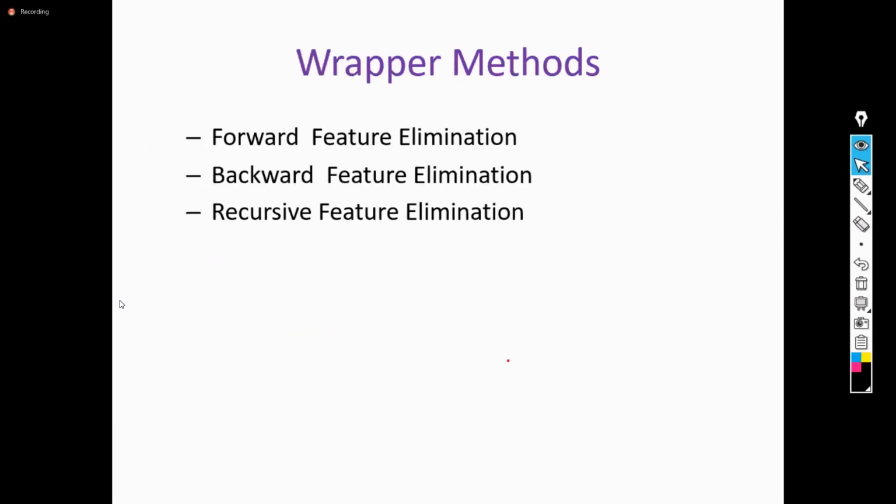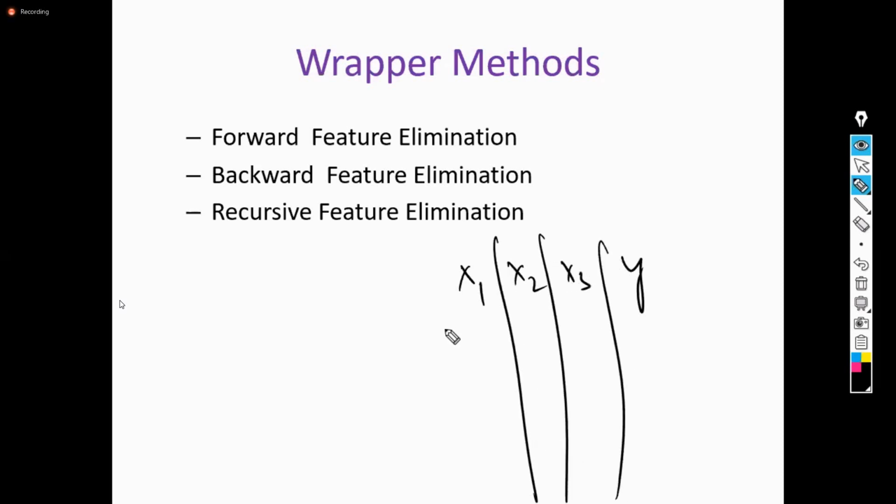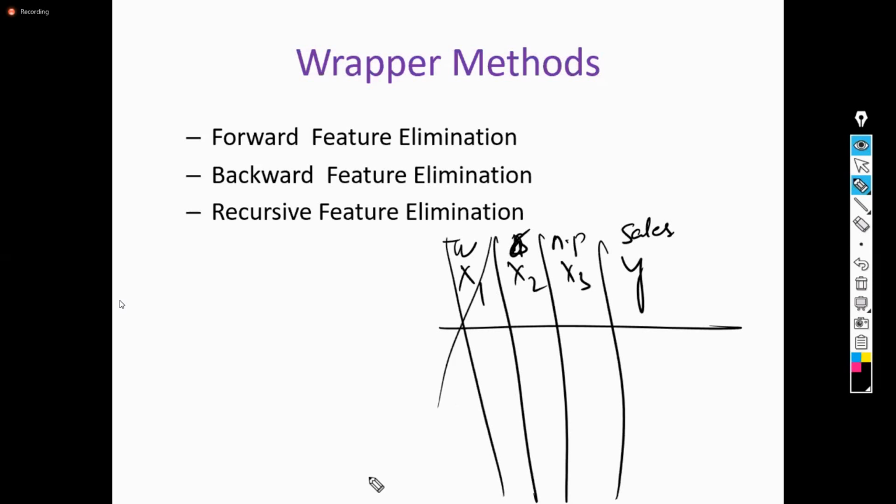Next one is wrapper methods. In the wrapper methods, we have forward feature elimination, backward feature elimination, and recursive feature elimination. What is meant by forward feature elimination? Suppose you have x1, x2, x3 and a y variable. Let us assume we have TV, radio and newspaper and sales. This is the data set. First drop the TV column. Second, you drop this one also, followed by this one also. Like this, one by one, you drop one after another, and that is called the feature elimination method.